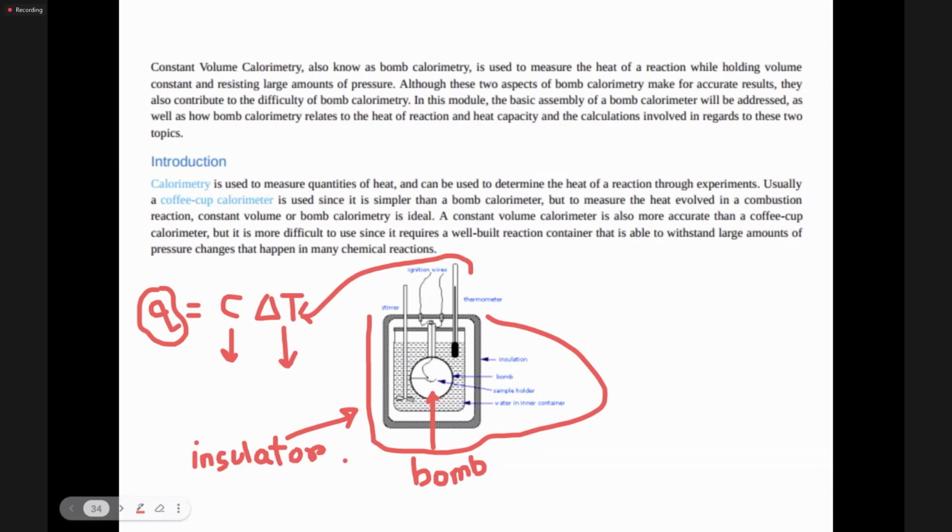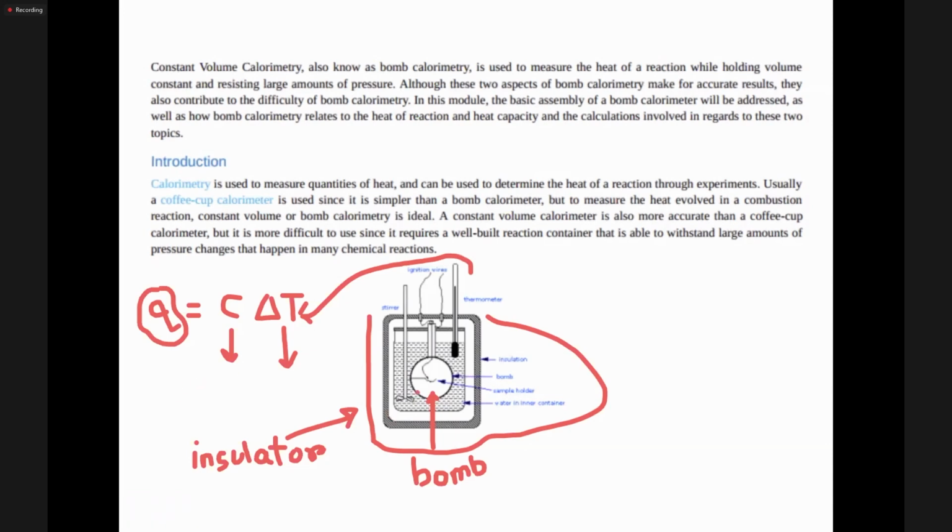The insulator. Now, a combustible substance is put inside the steel bomb, and it will be burnt in pure dioxygen that will be supplied to the bomb. It is inside the bomb. So, in pure dioxygen, the complete burning of the sample will happen. Now, heat evolved during the reaction is transferred to the water around the bomb, and its temperature is monitored.